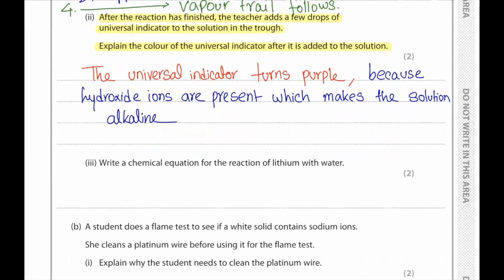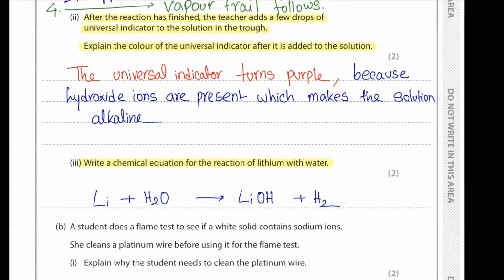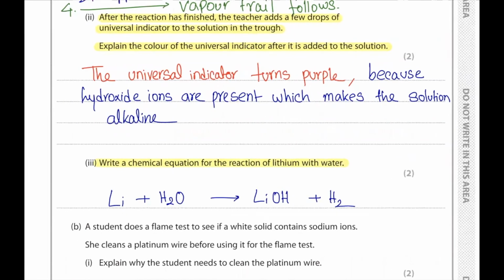The next question says, write a chemical equation for the reaction of lithium with water. So when lithium reacts with water, it's going to produce lithium hydroxide, and it's going to produce hydrogen. So to balance the hydrogens, we must put a 2 in front of the lithium hydroxide. So there are 4 hydrogens. So now we can put a 2 in front of here.